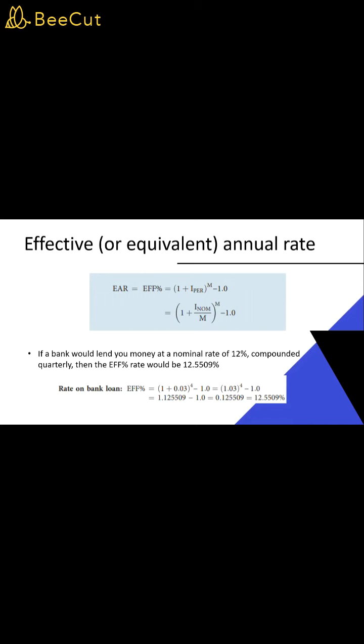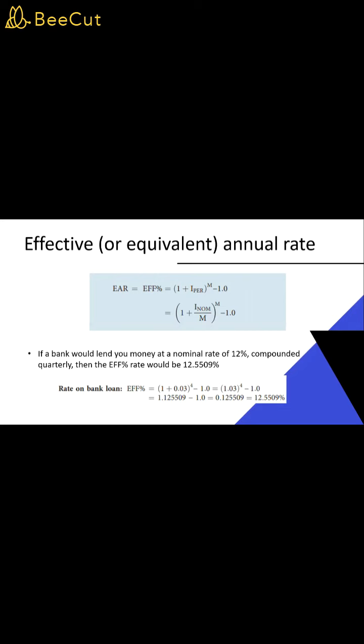So in order to do that, if you wanted to compare these 3 different interest rate scenarios, what you can do is calculate the effective or equivalent annual rate. And there is a formula for this: brackets 1 plus the nominal interest rate divided by m, which is the number of times it's being compounded in a year, close brackets to the power of m, and you minus 1 from that.